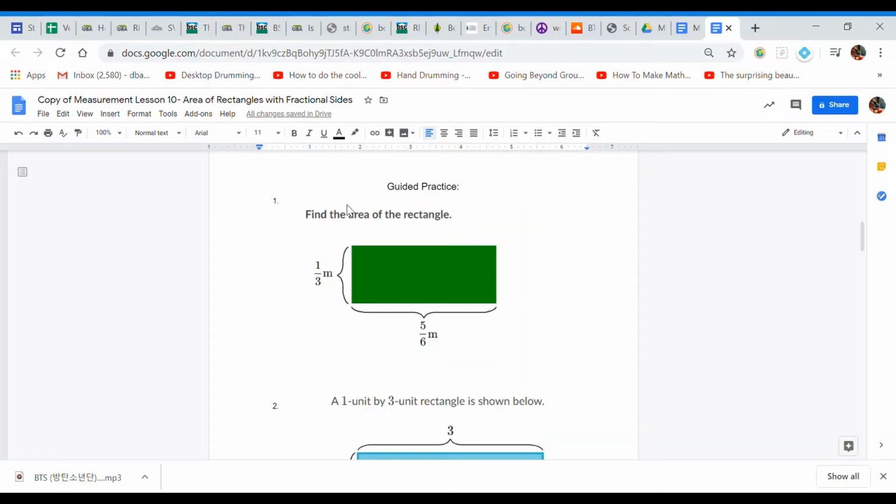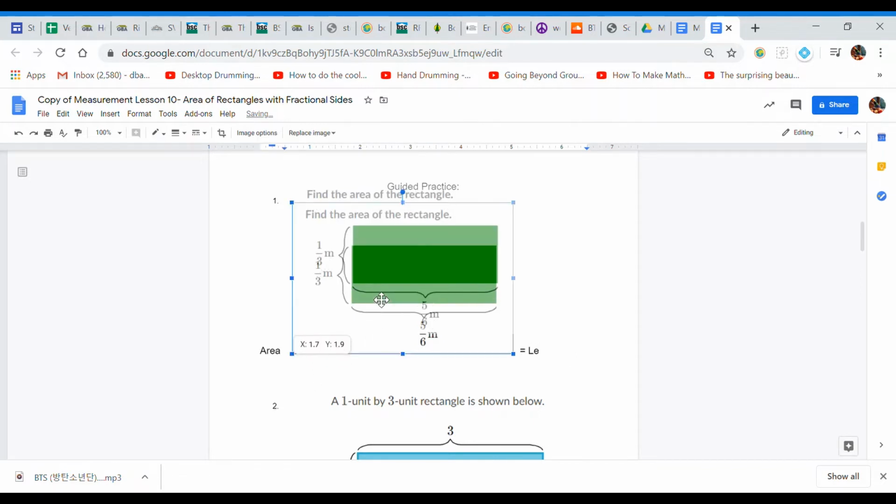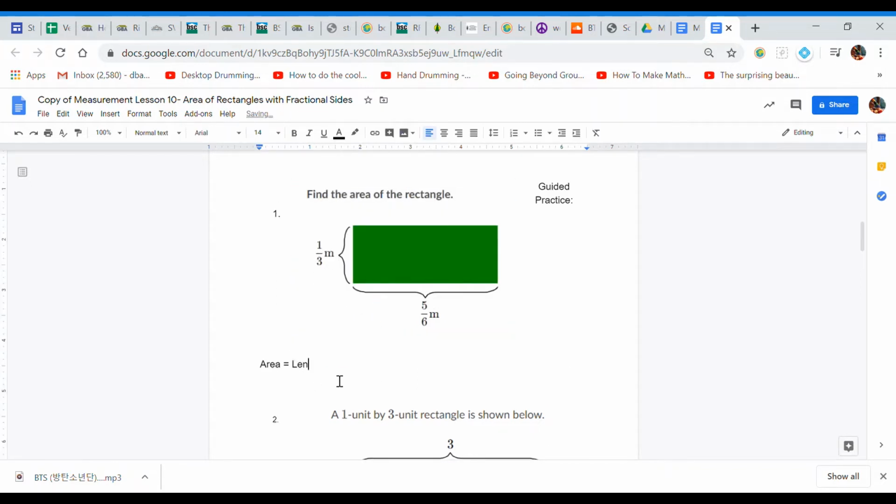All right, to find the area of the rectangle on our first guided practice question, we see the length is 5/6 and the width is 1/3. You can edit the picture if you want, but really it's just a matter of finding the area. So I'm going to say area equals length times width. In this case, area equals 1/3 times 5/6.